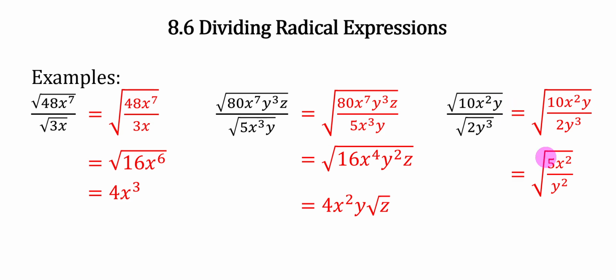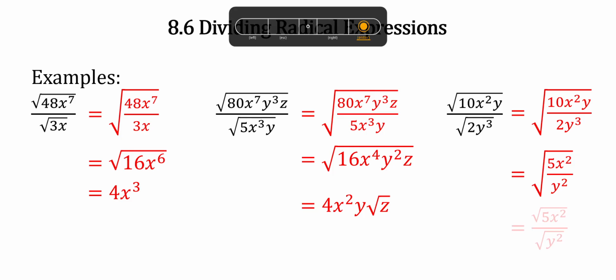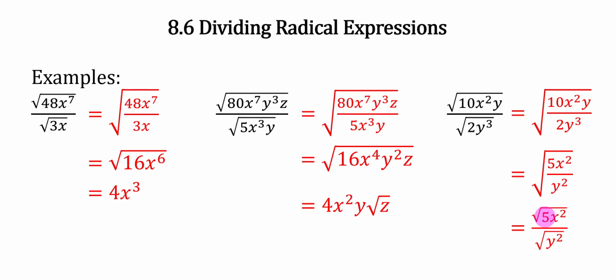So now the trick is I can't do anything with the square root of 5. It might be easier to think about this going back the other way. Well, I can't do anything with the square root of 5, but the square root of x squared is going to be x. So an x is going to come out, and the square root of y squared is just y.